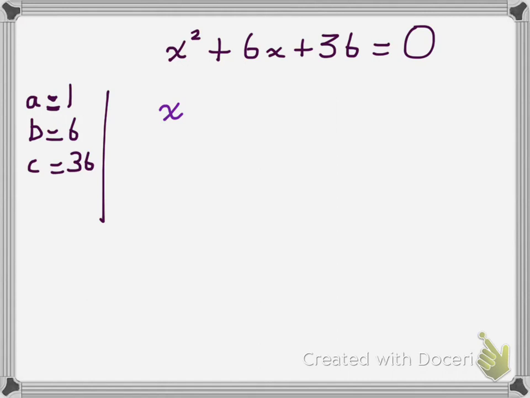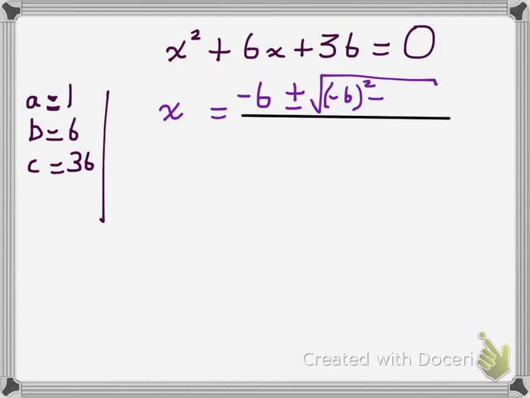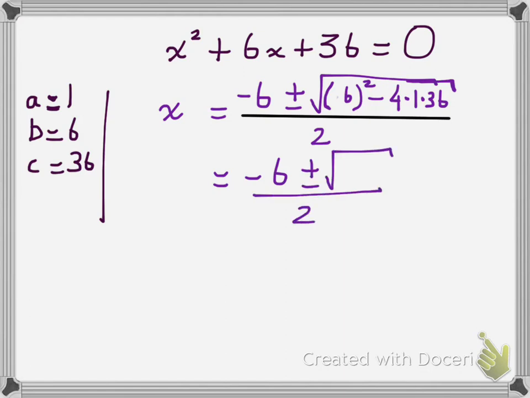So x is equal to negative b plus or minus square root of b squared minus 4ac, or the discriminant, just a 6 squared minus 4 times a times c, all over 2a. That leads to negative 6 plus or minus. I'm going to plug this into the calculator. So 6 squared minus 4 times 1 times 36 gave me a negative 108.